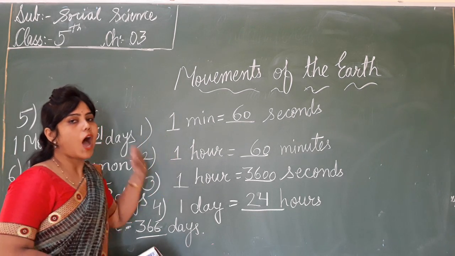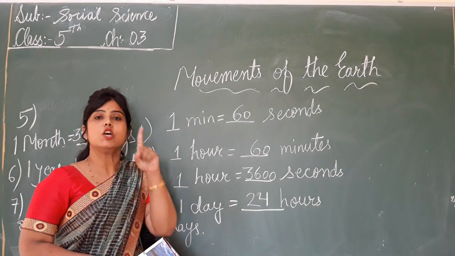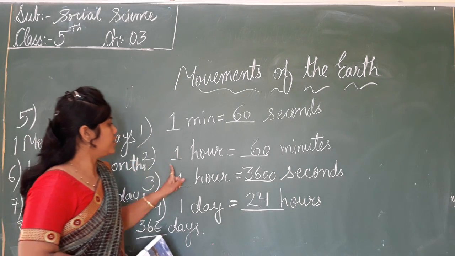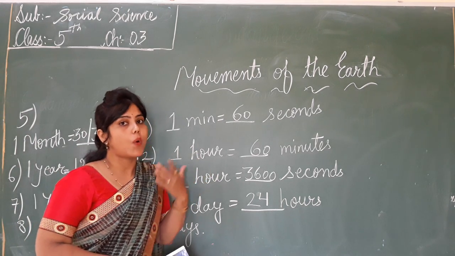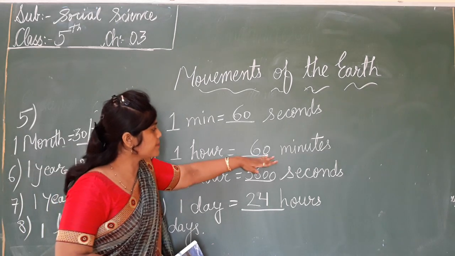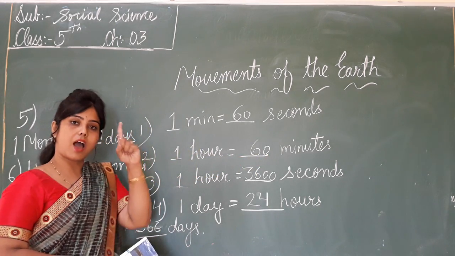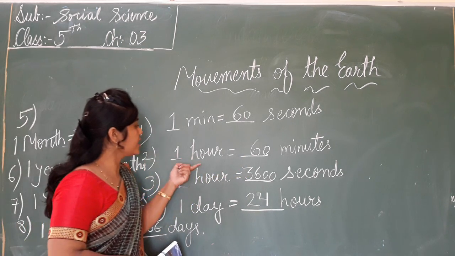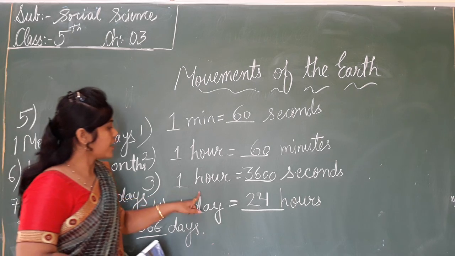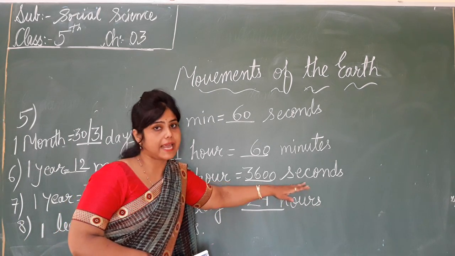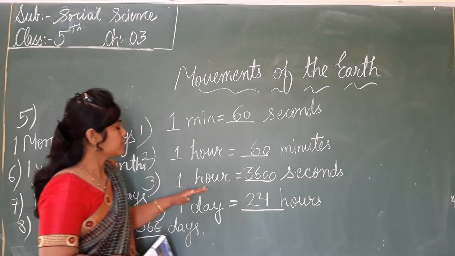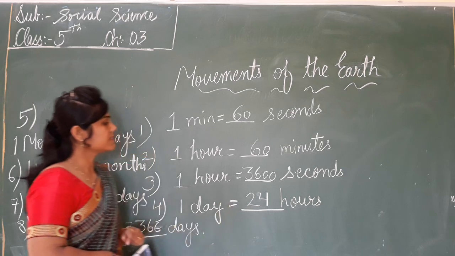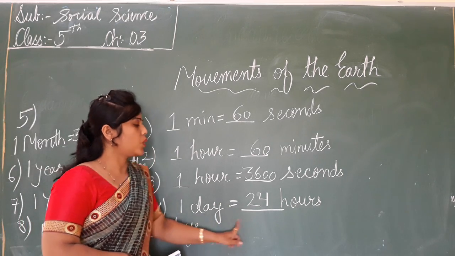So how many seconds make 1 minute? 60 seconds make 1 minute. In 1 hour, how many minutes are there? 60 minutes make 1 hour. And 1 hour is equal to how many seconds? That is 3600 seconds.